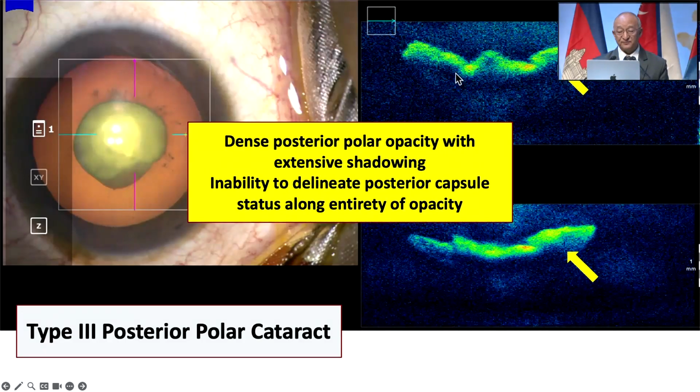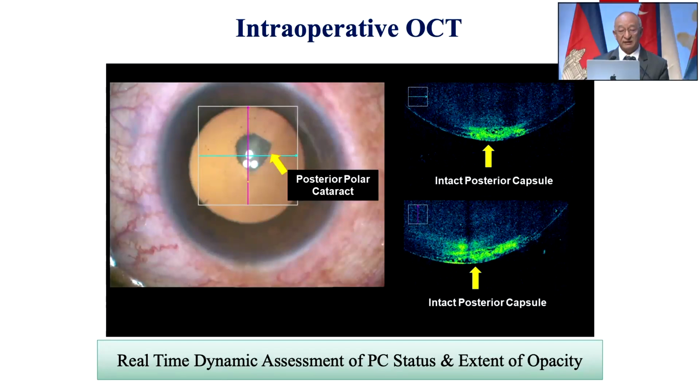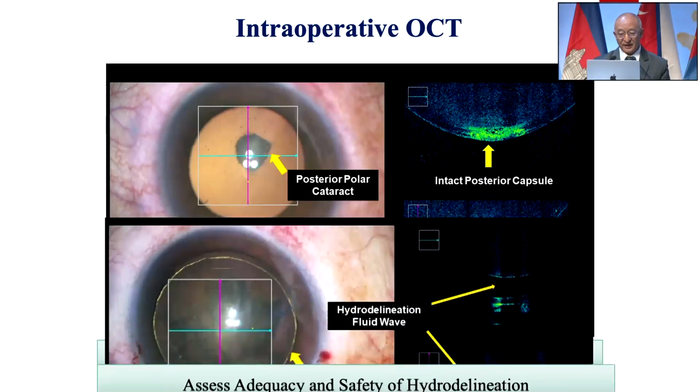Type 3 is, as you saw in the anterior segment OCT, a moth-eaten appearance, where you can't really delineate the capsule throughout the posterior polar disc, and these are very, very high risk factors. Intraop OCT also gives you an assessment of what happens during your hydro procedure and subsequent phaco also. And that gives you assessment.